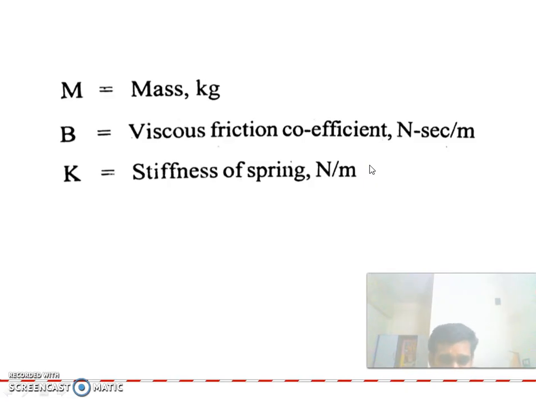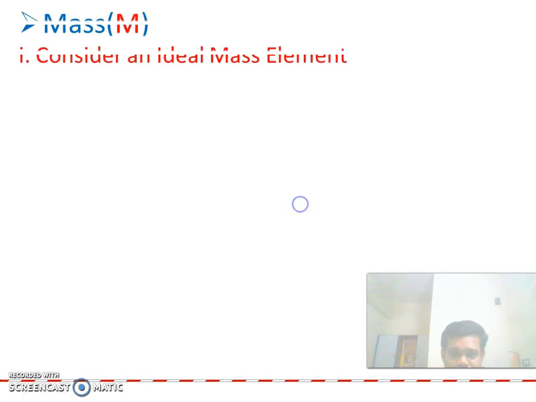M is mass, B is the viscous friction coefficient, K is the stiffness of the spring. Now first, we are going to see mass M. So consider an ideal mass element.